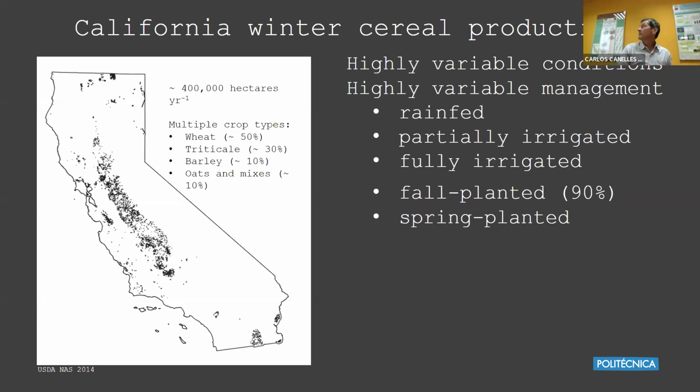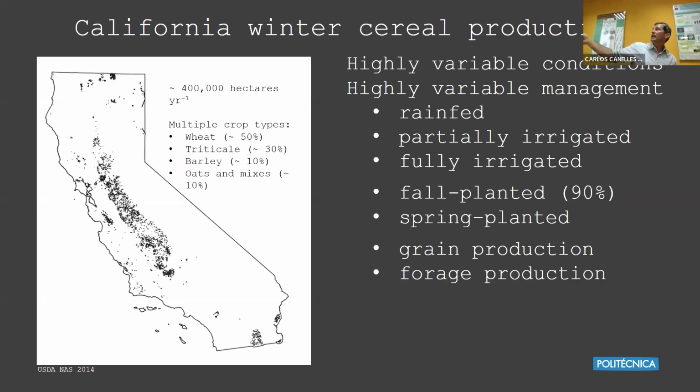But we also have some spring-planted wheat up in this area, and the small grain production, the wheat and triticale and the barley, is grown both for grain and for forage. There's 40 million people in California. There's about 1 million dairy cows, and they eat a lot of forage.